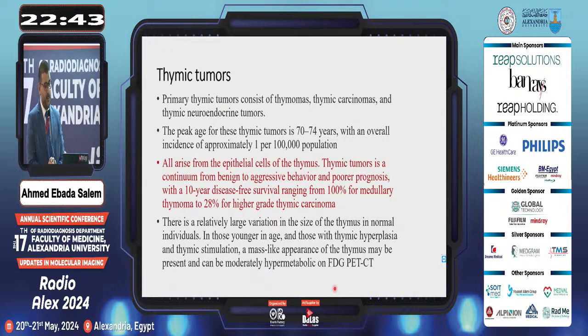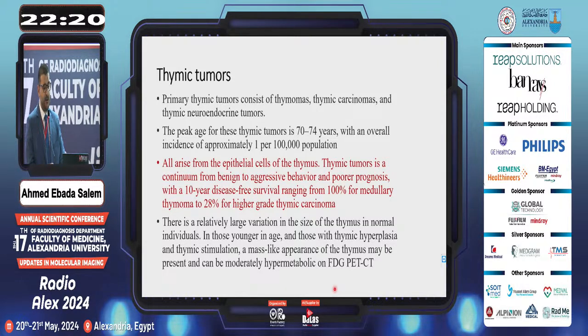Shifting gears to thymic tumors, which will be my last topic. Primary thymic tumors consist of a wide range of disorders, including thymomas, thymic rebound hyperplasia, thymic carcinomas, and thymic neuroendocrine tumors. The peak age for those tumors is 70 to 74. They all arise from the epithelial cells of the thymus.